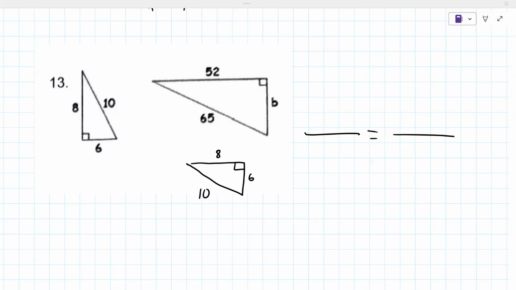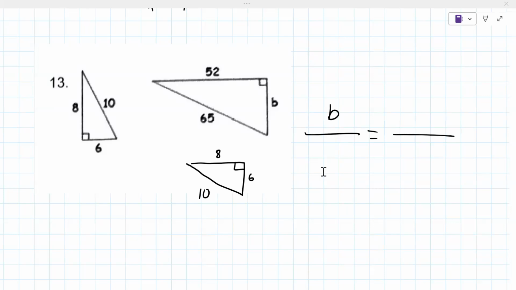So you could do a 6 and a 6. This is a B. Oh, that's a B. That makes more sense. Let's put B in the top left. It's a good convention to put the variable in the top left. B over 6 equals 8 over 52.